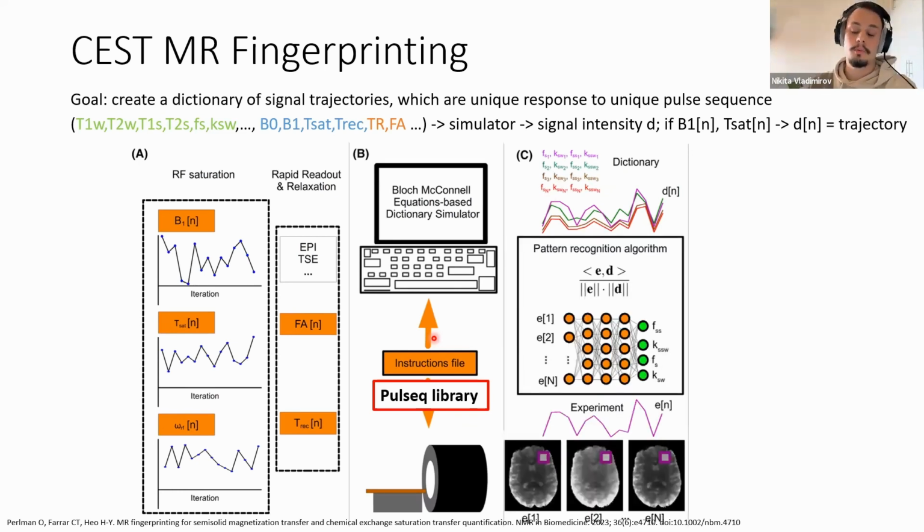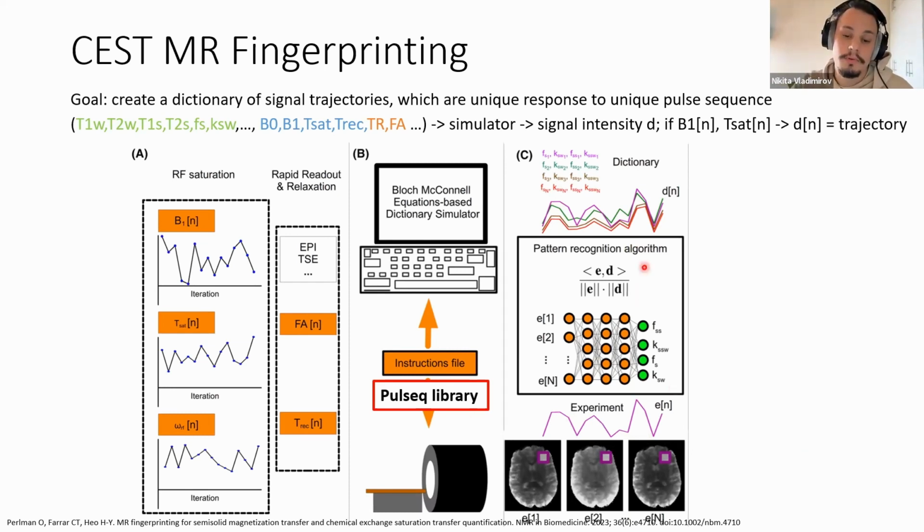After that, when we have simulated the dictionary and the .seq file created by the PulseSeq library, we can go to the scanner and scan real data. So we will acquire a set of images, and if you plot the pixel-wise signal, we will see some trajectory. And now we just need to find the corresponding signal in our dictionary to see which parameters correspond to this signal.